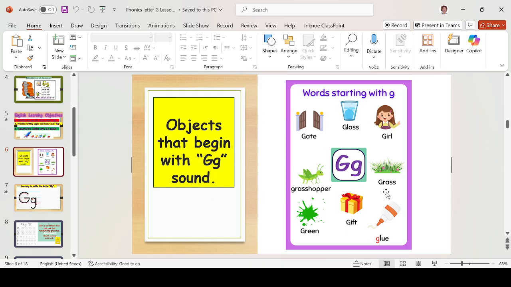Can you say grasshopper? Very good. And we have this one. Look outside the window. You can see grass. Very good. And what color is this one? Oh, you know this one, right? Very good. Green. Can you say green? This is a green color. It's so beautiful. Can you see that?